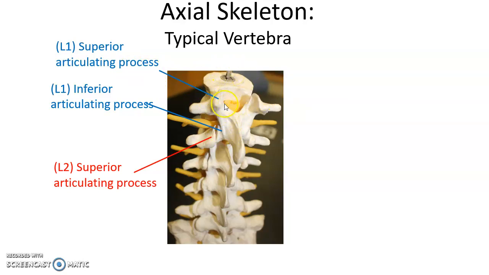So if you look at one vertebra, there's a piece of bone sticking up superiorly, another piece sticking down inferiorly, and they form joints with the vertebra below and above. So superior articular process, inferior articular process. The next vertebra, superior articular process, inferior articular process.